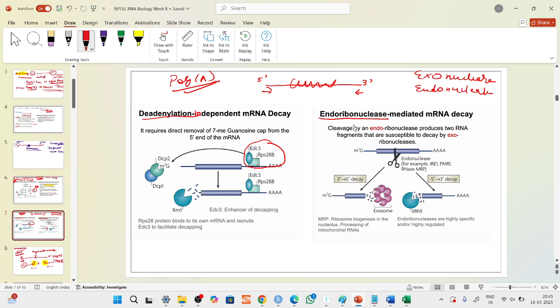Endoribonuclease mediated decay means some endoribonuclease will come. It will chop the RNA from between. Now there is an exposed 3' end and there is an exposed 5' end. At the exposed 3' end, exosomes will come and bind, and chop it off. At the exposed 5' end, XRN will come and chop it off.